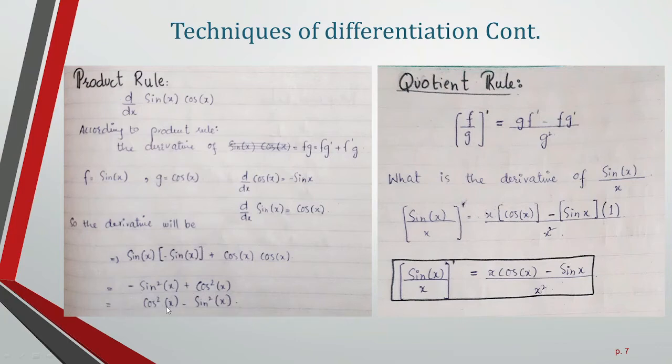Generally the quotient rule is: the derivative of f over g is equal to g into the derivative of f minus f into the derivative of g, over g square. So the derivative of sin x over x is equal to x cos x, which is x into the derivative of sin x, minus sin x into 1, which is the derivative of x, over x square. Simplifying this, we get x cos x minus sin x over x square, the derivative of sin x over x.